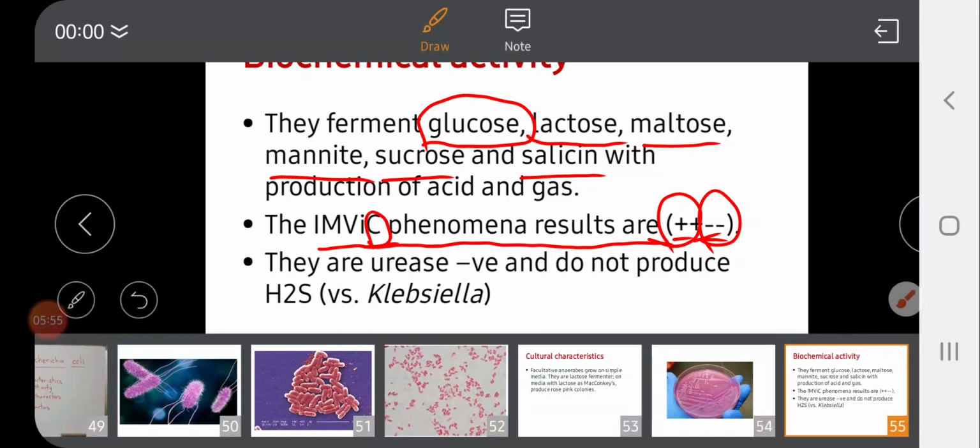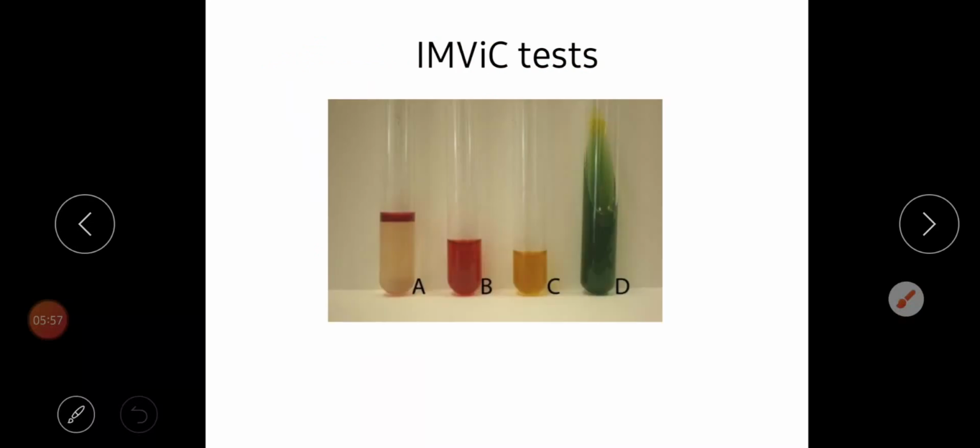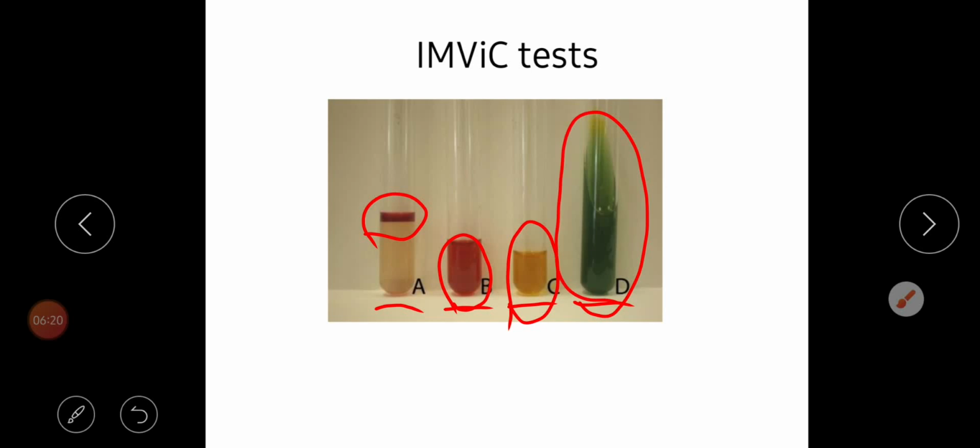This is the IMViC picture, the IMViC profile of E. coli. This is the indole test, red color ring, positive. Methyl red, also red in color, positive. Voges-Proskauer and citrate utilization test are negative. Negative Voges-Proskauer, yellow color, and negative citrate utilization test, green color. This is the IMViC phenomena of E. coli. Positive, positive, negative, negative.